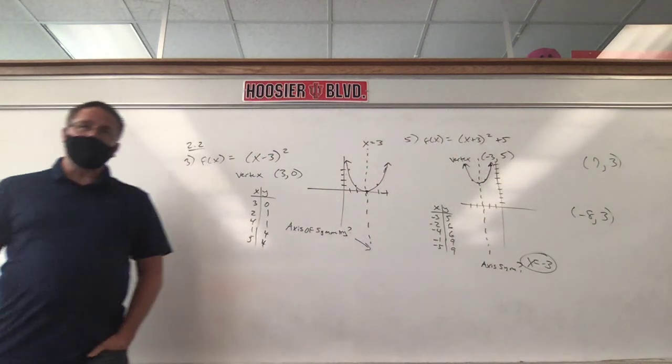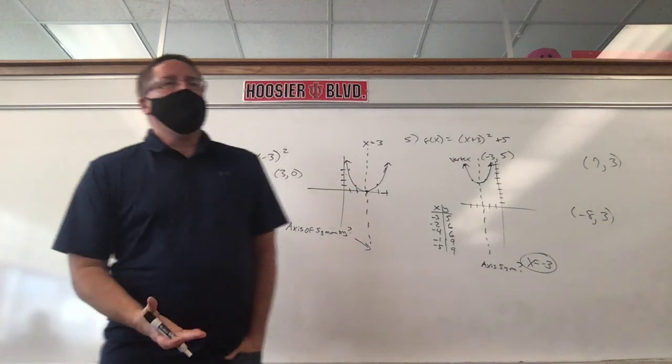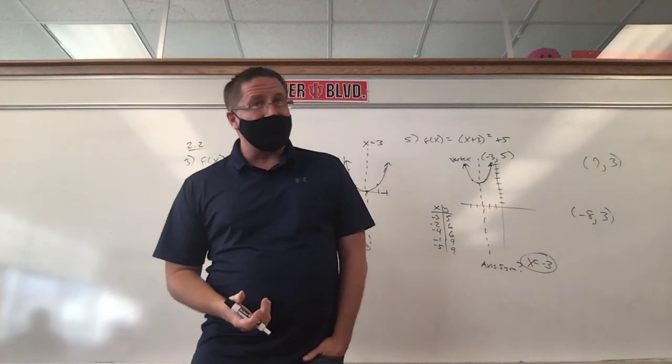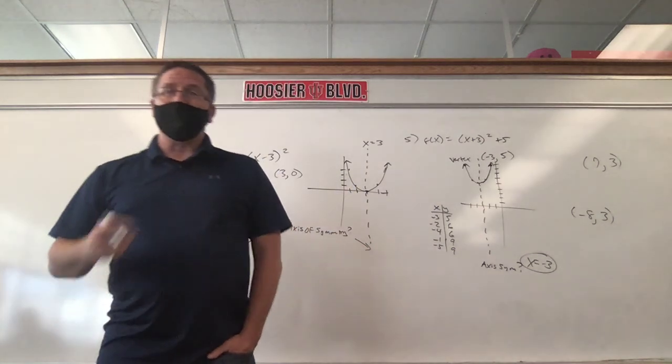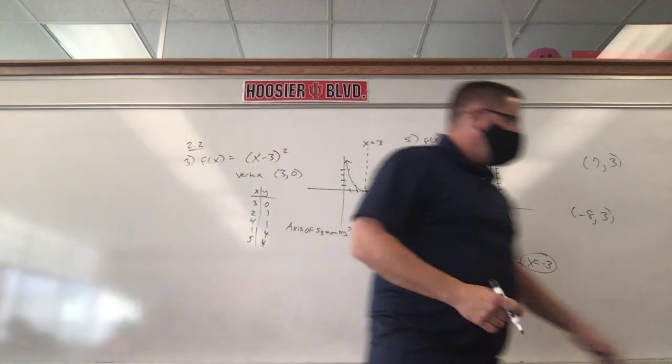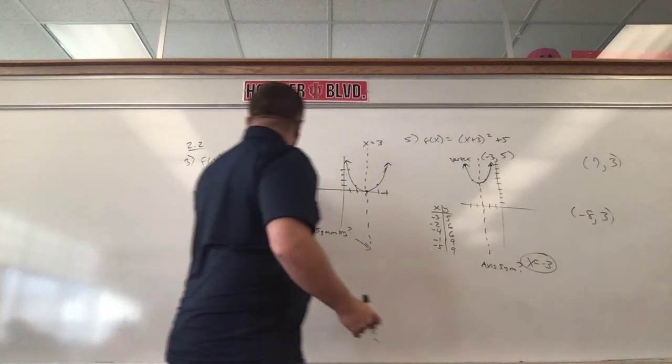That's all you got to do. X equals -8. And I don't want to do it, but on your test, if I ask you for the axis of symmetry, you got to say X equals whatever. It's got to be X equals. Okay? All right. Let's try another one.